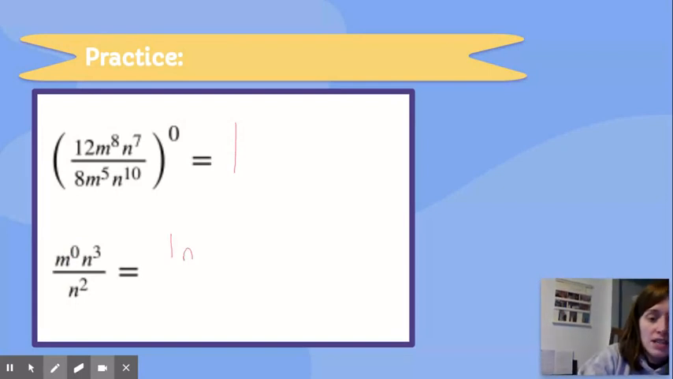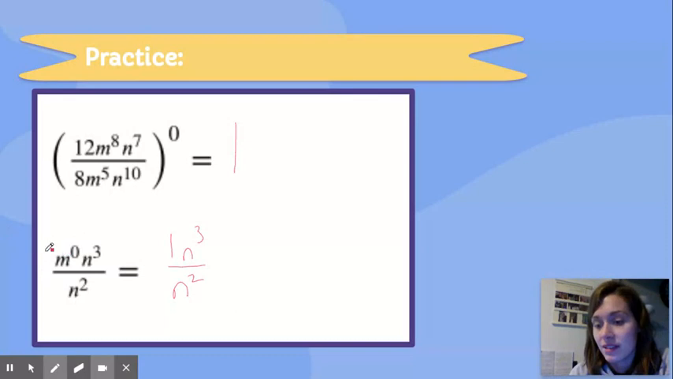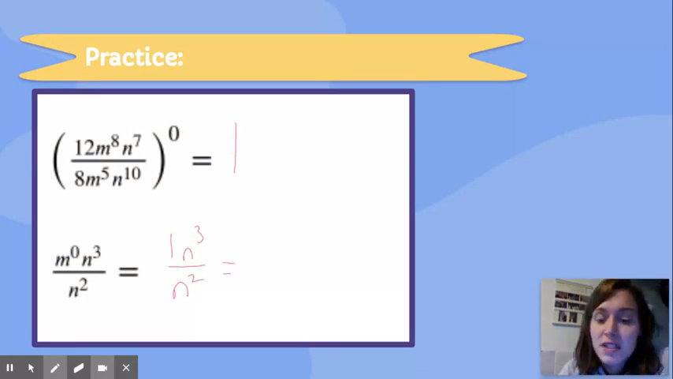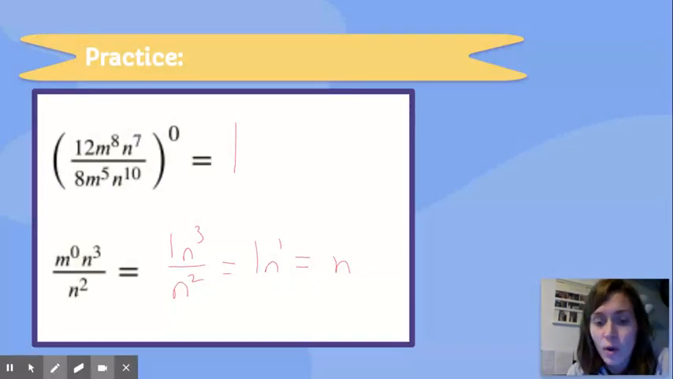And then we have n to the third over n squared, right? We just made this m to the 0 a 1 because anything to the 0 power is 1. Then we can simplify. N cubed divided by n squared. We said when we divide, we just subtract the exponents. So we're going to do 3 minus 2, which is 1. So we're left with 1 n to the 1, which we can just write as n, right? If the coefficient is 1, we don't need to write it. And if the exponent is 1, we don't need to write it. So we're left with just n.